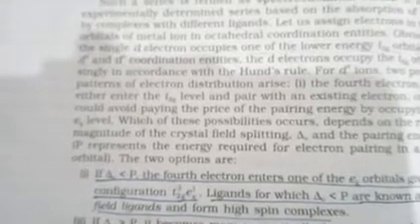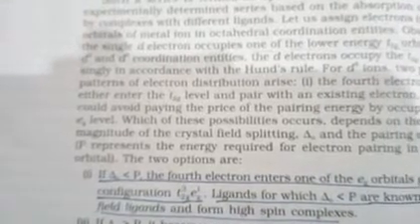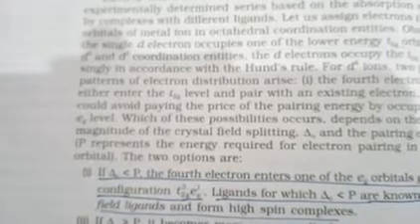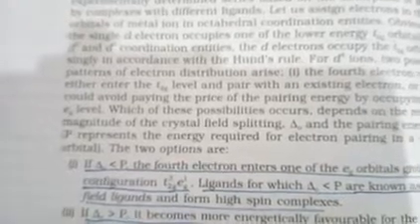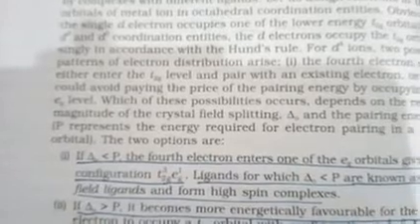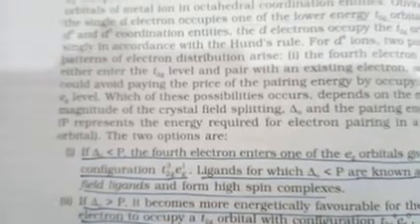orbitals singly, in accordance with Hund's rule. For the d4 ions, that means pairing will start. So two possible patterns of electron distribution arise. First, the 4th electron could enter the t2g level and pair with an existing electron. This is the first possibility of arranging electrons.